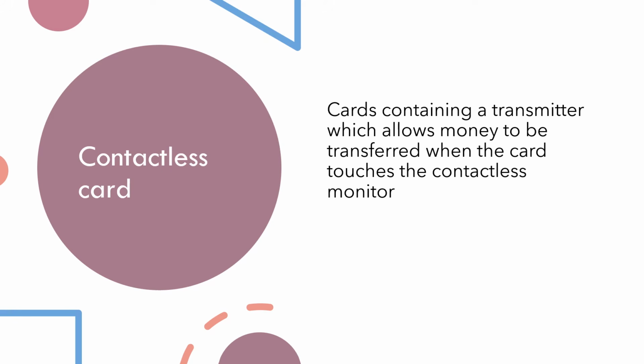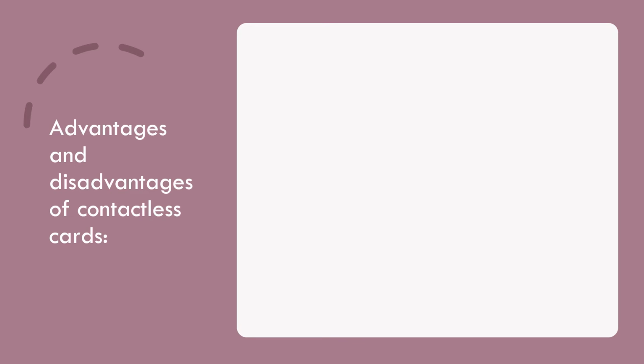A contactless card. A contactless card is a card containing a transmitter which allows money to be transferred when the card touches the contactless monitor. So in other words, it's a card that you can use without having to enter your PIN. So you just touch the card on the monitor and it will take your money without you having to enter your PIN. Now, what are the advantages and disadvantages of a contactless card?